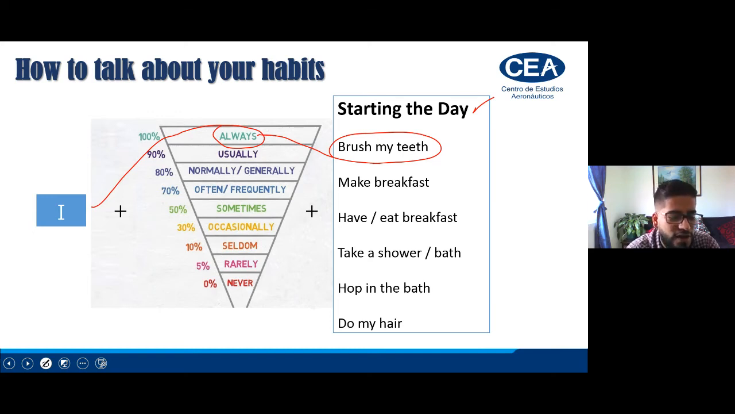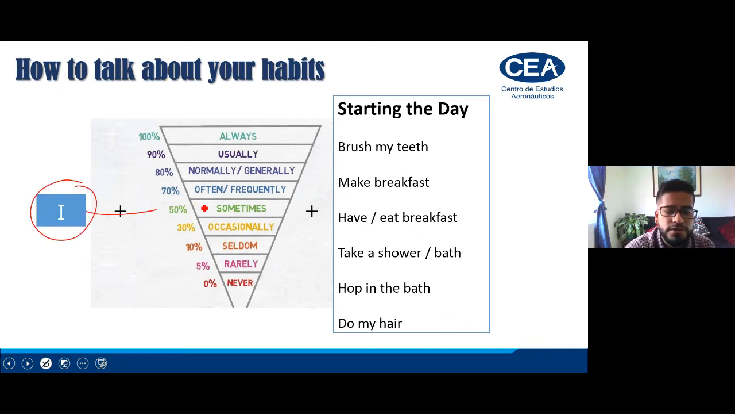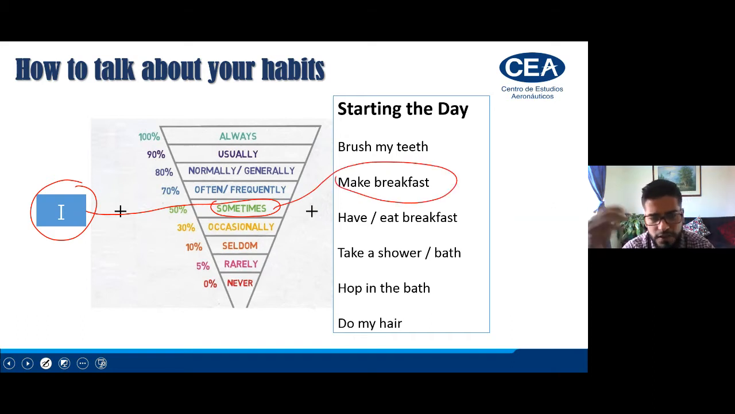For example, in my case, this is not very common, but I sometimes make breakfast, because this is not very common in my life. So I sometimes make breakfast, so it's like a 50%. It's not every day, it's not always, but sometimes I make breakfast.